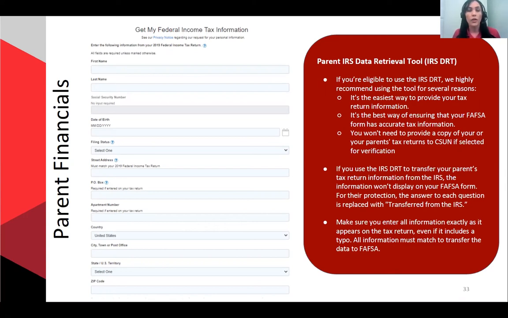Make sure that when you are entering the information on the IRS data retrieval tool, you are entering it exactly as it appears on the tax return, even if it includes a typo. All information must match to transfer the data to FAFSA. Again, when it asks the address or the other information on the IRS data retrieval tool, you want to make sure that you are matching whatever is on the tax return, okay? If you want to go ahead at this moment and go to the next slide, please.